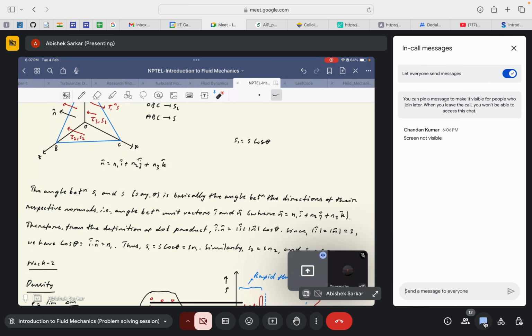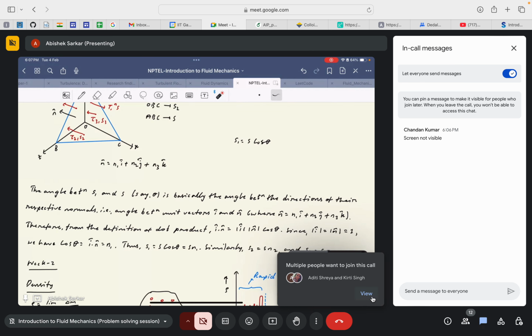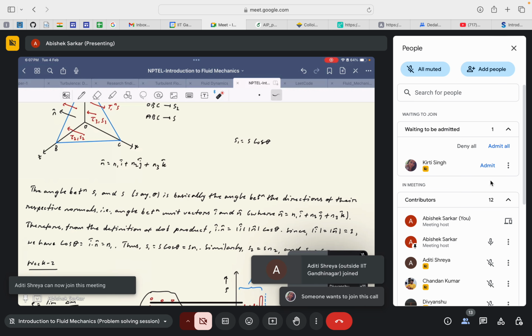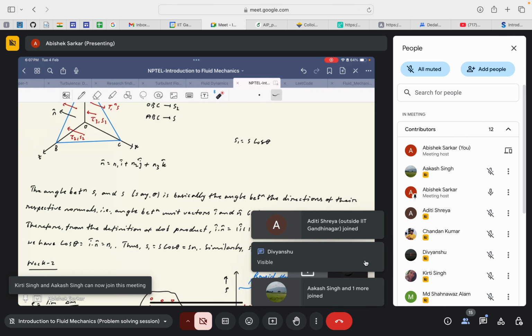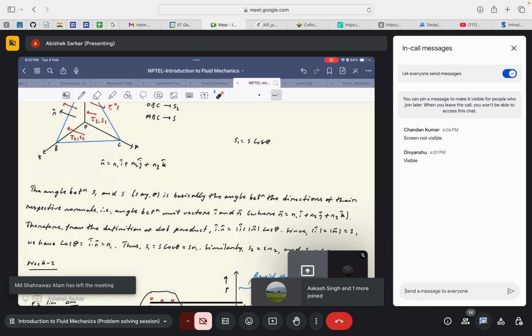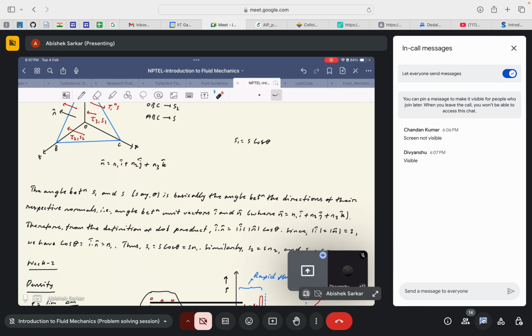Chandan cannot see the screen. Can others also not see the screen? Can you please say? Others visible. Okay. Chandan, it seems that Divyanshu is able to see the screen. Can you please reconnect? I think that would be good, because others are able to see it. So there might be some technical issue.